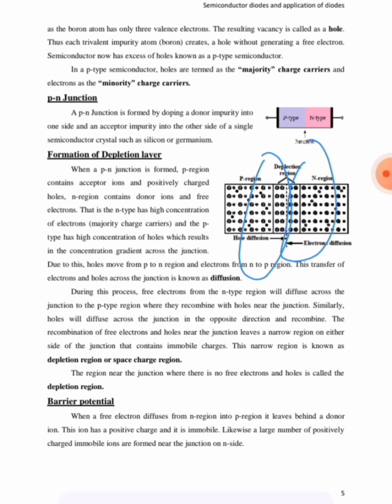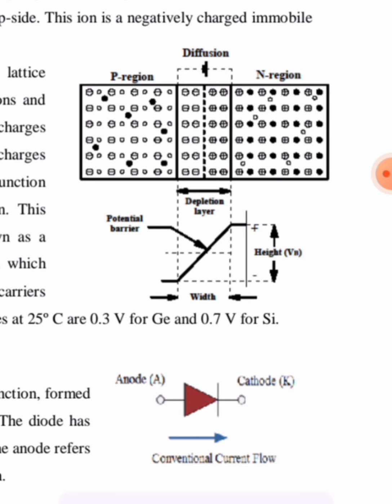And this electric field produces a potential difference, which is known as the barrier potential or the junction barrier, denoted by VB. We know that we have two types of semiconductor, germanium as well as silicon. In germanium, the barrier potential generated is 0.3 volts, whereas in silicon it is 0.7 volts.